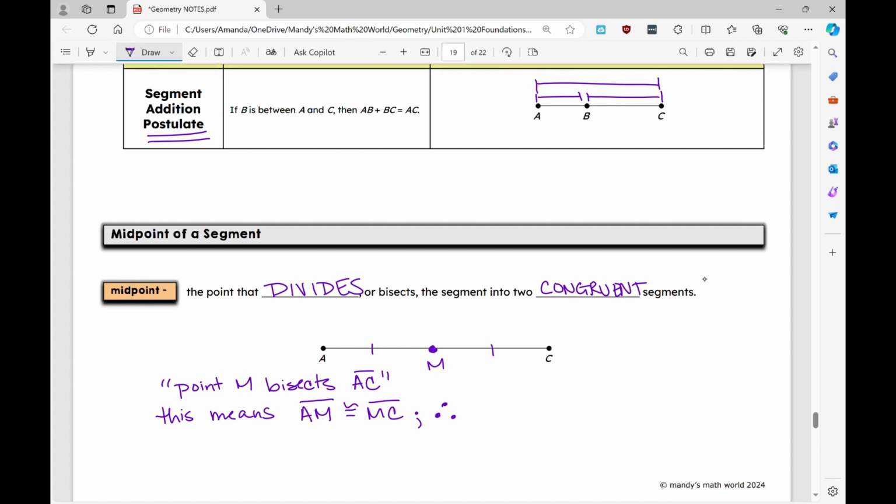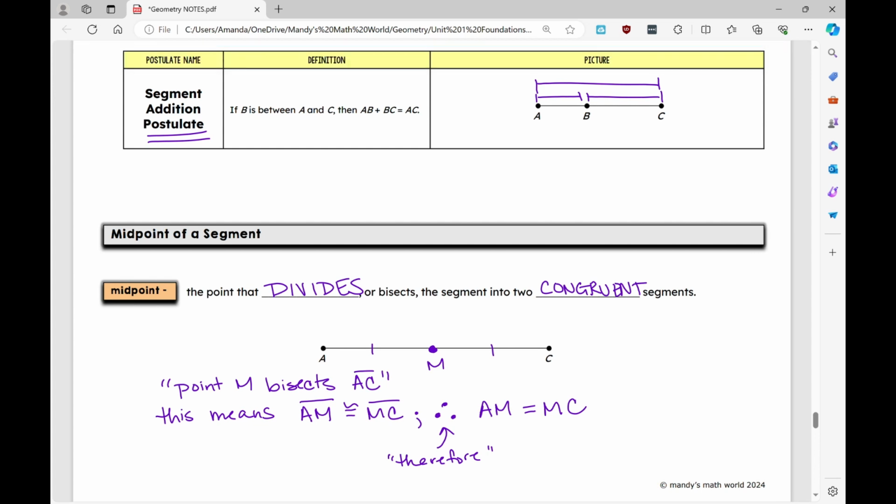Therefore, the length of AM is equal to the length of MC. Remember, this means therefore. Okay, so that's everything that we can state with little symbols, right? Segment AM is congruent to segment MC, therefore the length of AM is equal to the length of MC. And that is all because point M bisects segment AC.